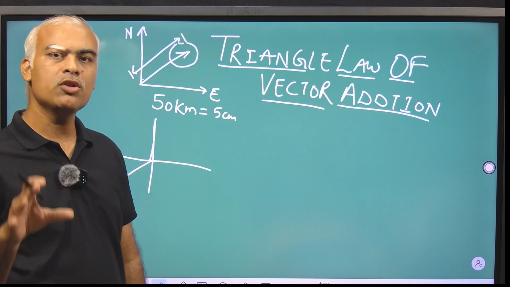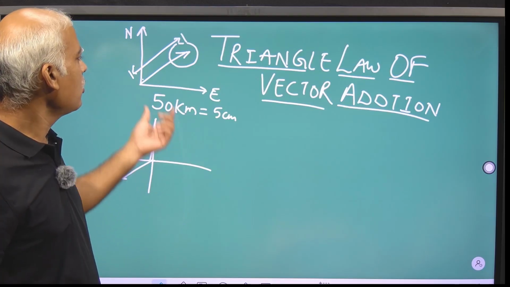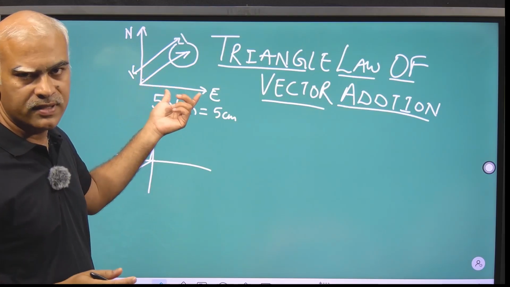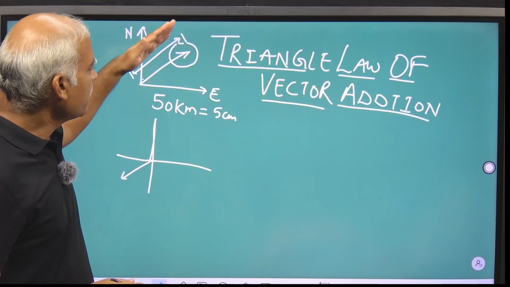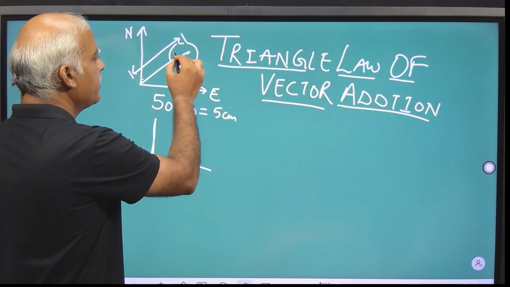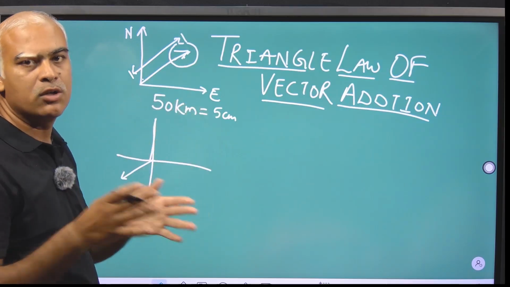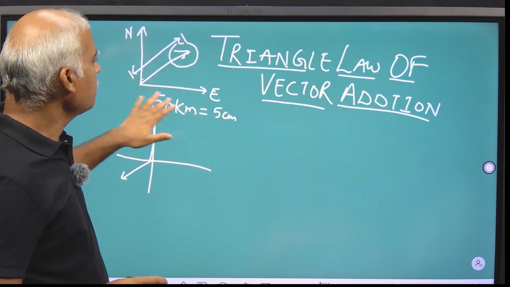So depending on your choice of whether you are taking the Cartesian system or the northeast southwest direction reference, we can have a particular direction that is represented by the tip of the arrow, and the length of the arrow itself is basically the scale you are choosing. This is how we are representing a particular vector.